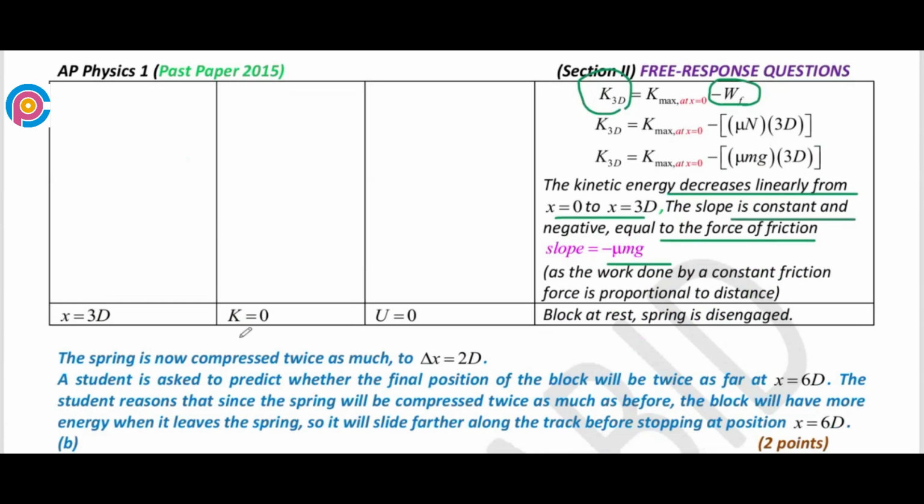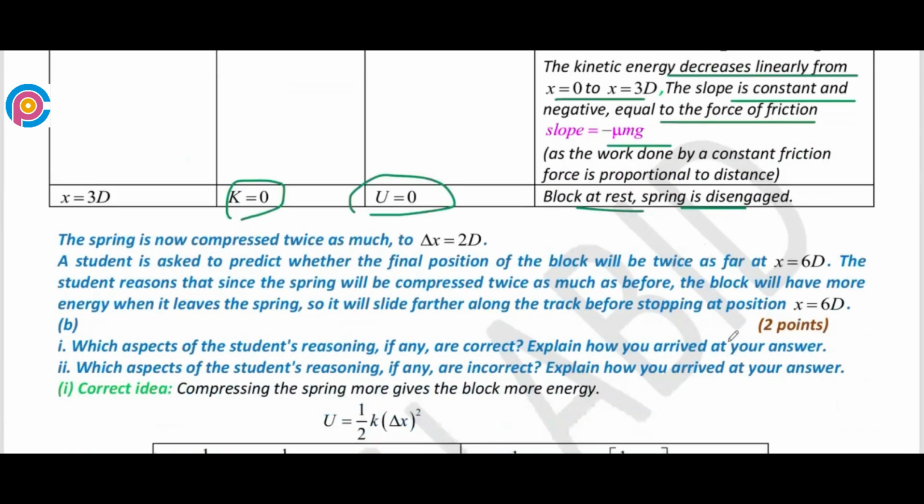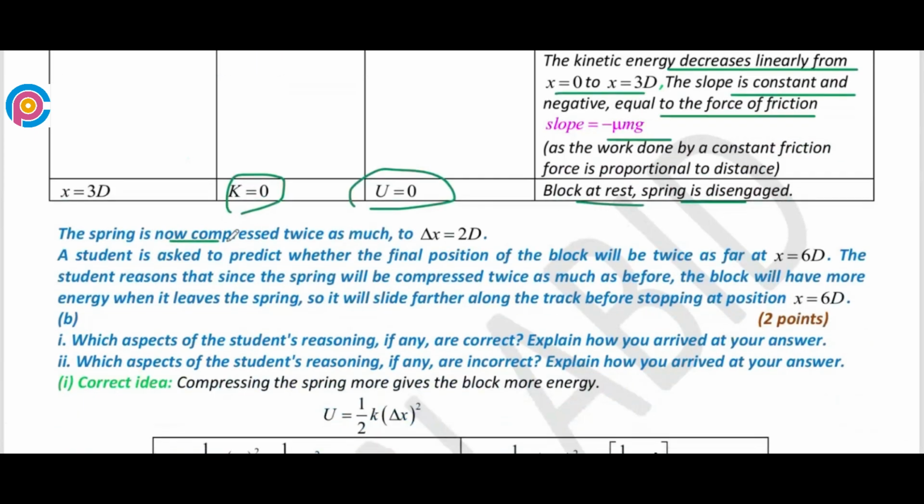At x equals 3d, kinetic energy is 0, potential energy is 0, the block is at rest, and the spring is disengaged. Now a new situation arises. The spring is compressed twice as much, Δx equals 2d initially. The student is asked to predict whether the final position of the block will be x equals 6d.